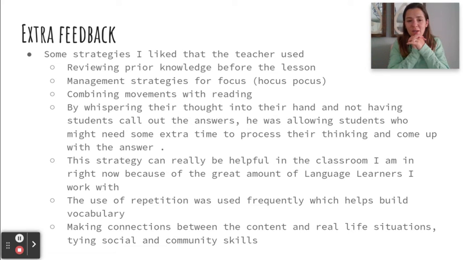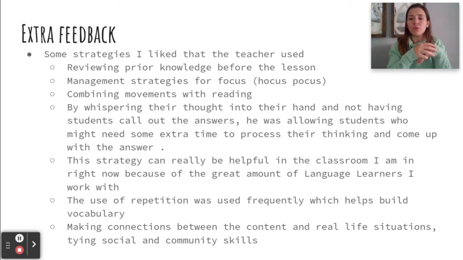He also had very good management strategies. He used "hocus pocus, everybody focus," which I loved. I thought it was really cute, and it got them quiet and paying attention right away. He used a lot of movement. When they were reading, he said, "Let me see your pointer fingers," and they put them up in the air and pointed to the words.